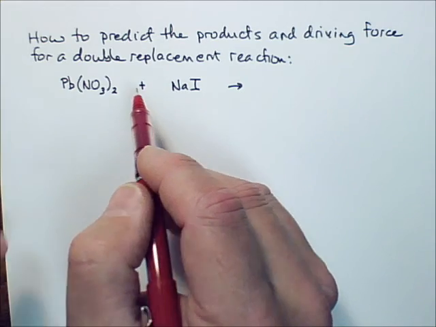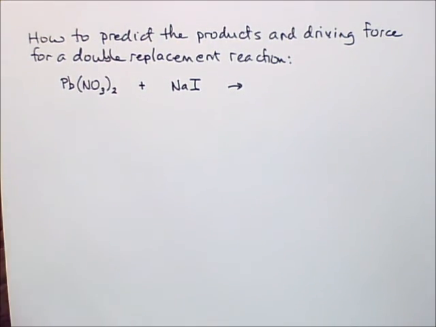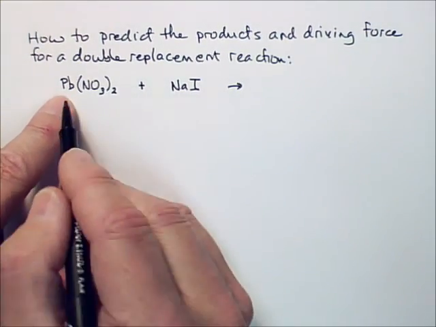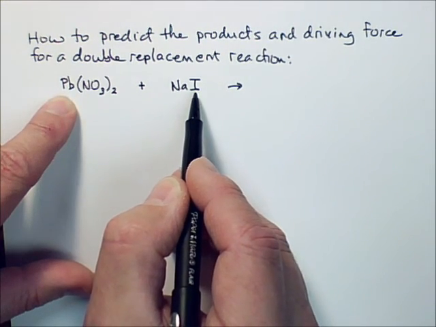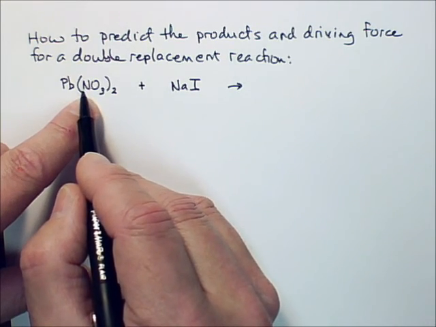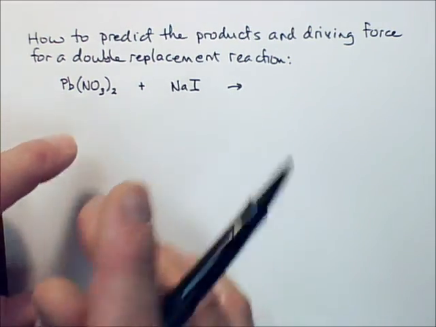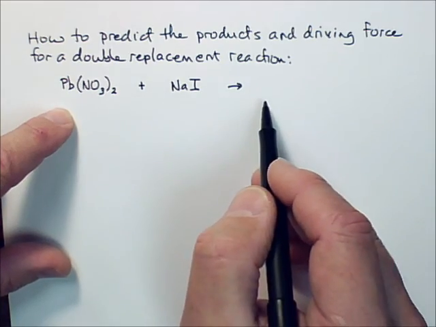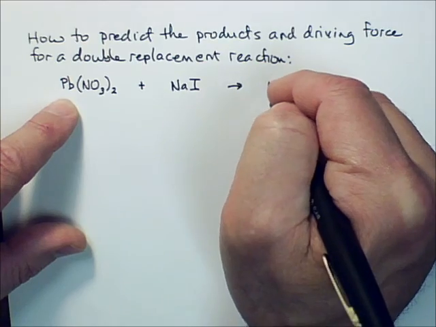So when we have two 2-part formulas like this, the first thing we want to do is to predict that these 2 parts are going to exchange places. The front part of the first compound in this case will go with the back part of this one, and the front part of this will go with the back part of this one. And it doesn't really matter whether you write NaNO3 first or PbI first. What I want to do is just simply put the front parts with the back parts as products over here. So I'm going to write Pb and I on this side.